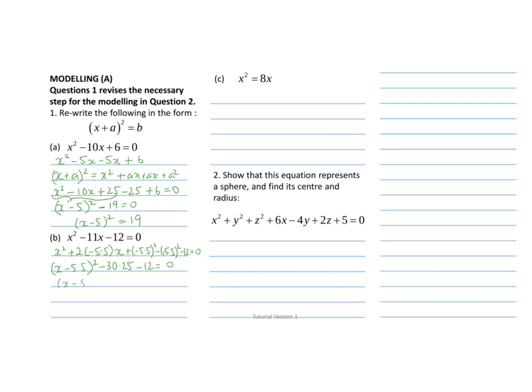So (x − 5.5)² is equal to 42.25, moving that across to the other side.